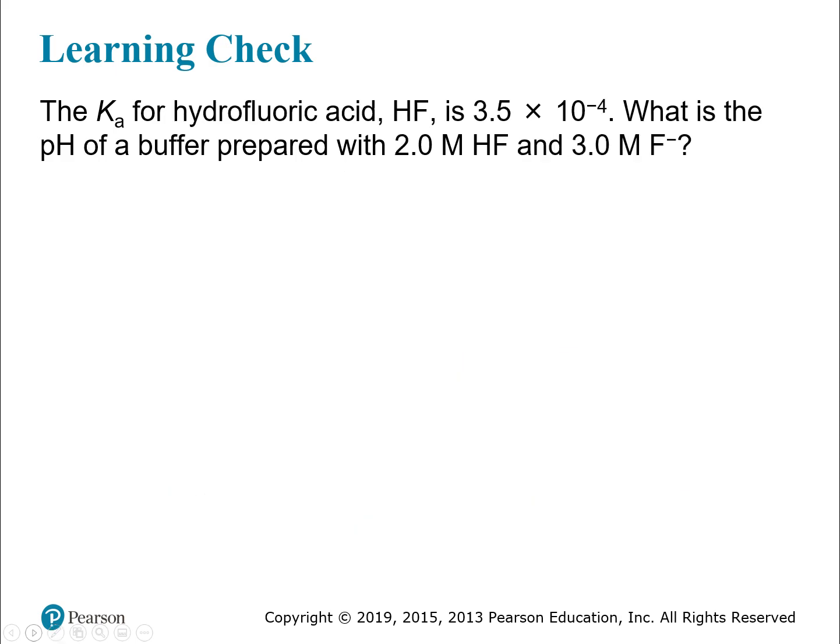Alright. So here, I'm not giving you the equation. I want you to write out the dissociation equation and then the expression. So you have hydrofluoric acid, HF, and it partially dissociates. What is the pH of a buffer prepared with 2 molar HF and 3 molar F minus? So you're going to go through the same thing. The only difference here is you need to write out that equation for how the hydrofluoric acid interacts with the water. And this is kind of hearkening back to what we did earlier in chapter 11. So I'll give you 5 minutes.